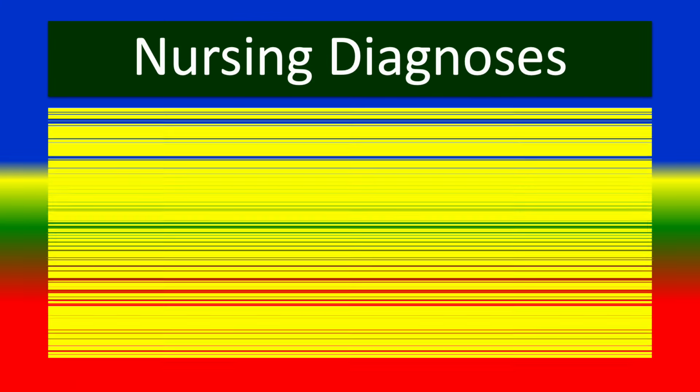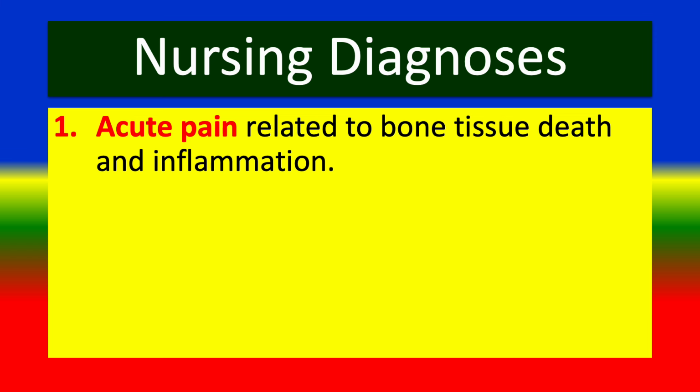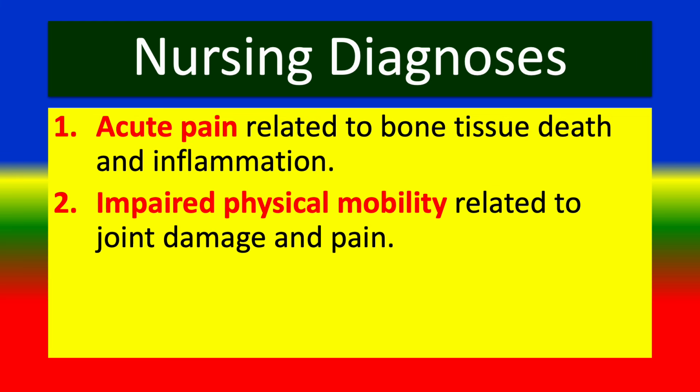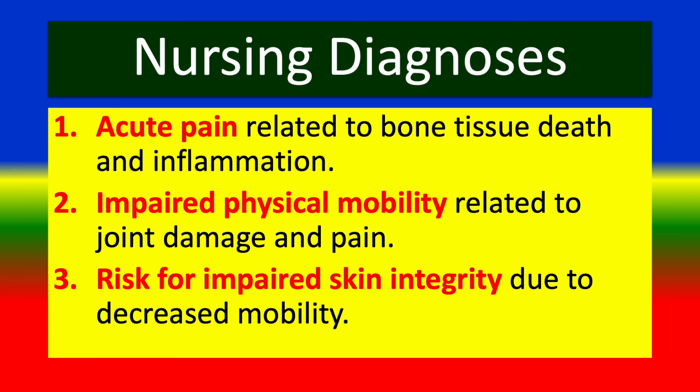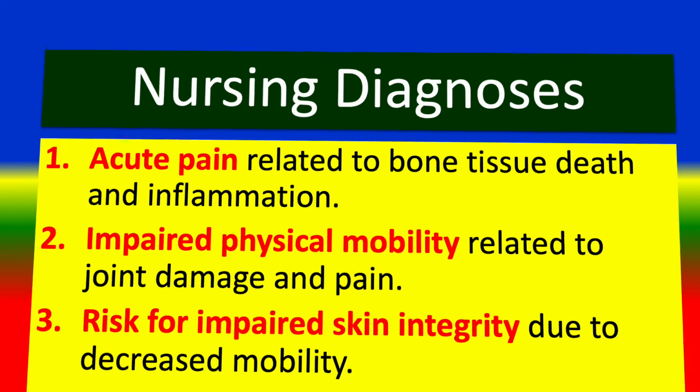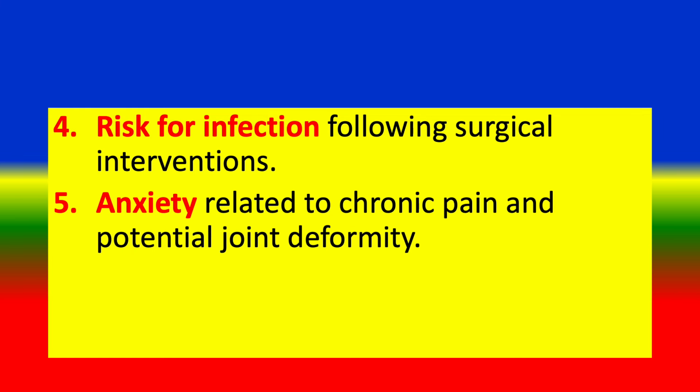Nursing diagnosis. 1. Acute pain related to bone tissue death and inflammation. 2. Impaired physical mobility related to joint damage and pain. 3. Risk for impaired skin integrity due to decreased mobility. 4. Risk for infection following surgical interventions. 5. Anxiety related to chronic pain and potential joint deformity.